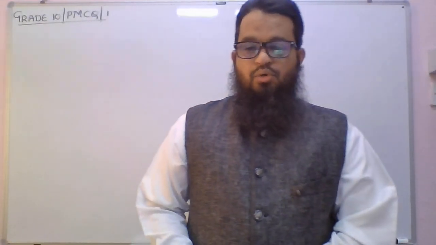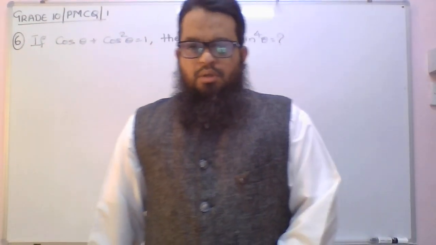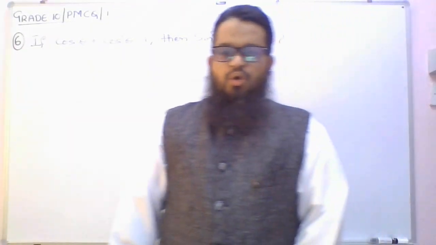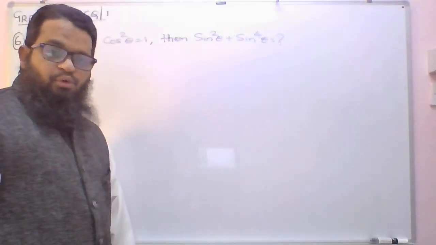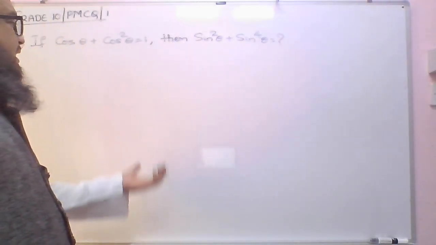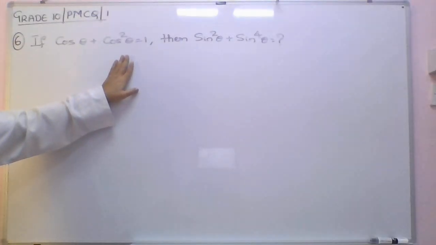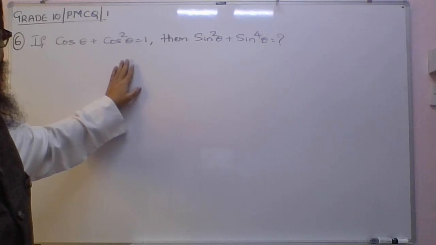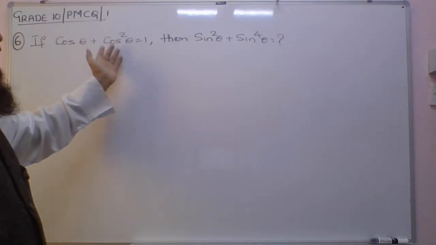Okay, so let's go. And here the fifth question is, if cos theta plus cos square theta equals 1, then what is the value of sine square theta plus sine to the power of 4 theta? See, whenever these kind of problems are given without angles, then most probably the problem will be related to identities. So, what is the identity which includes cos and sine?